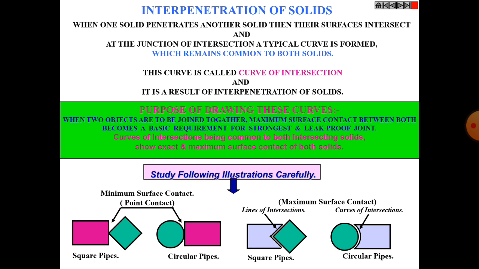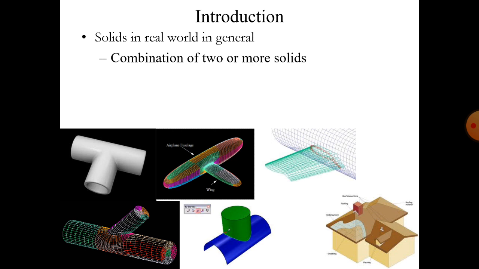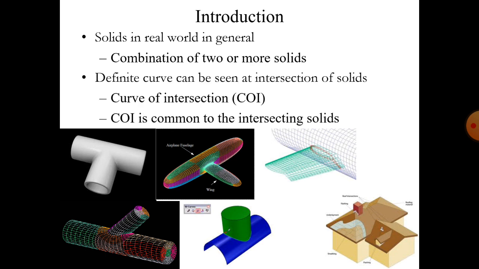Okay, so next, solids in the real world are a combination of two or more solids as shown in the figure. Basically this joint is used in plumbing. It consists of a combination of two solids which is shown in a meshing structure, and which is designed and completed with the help of software.